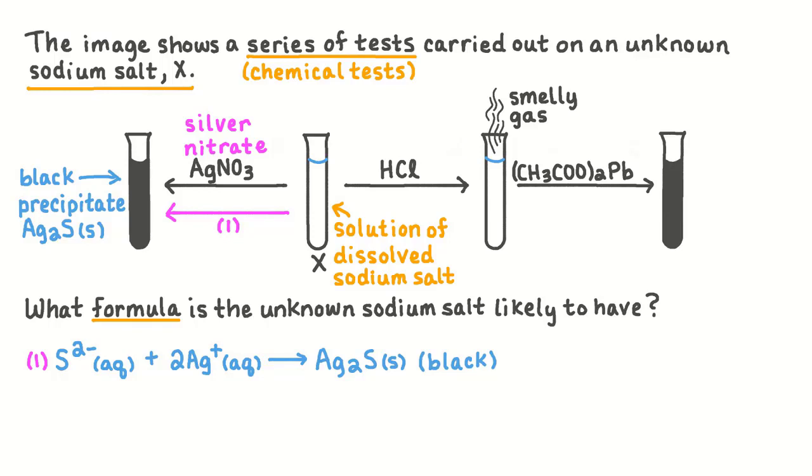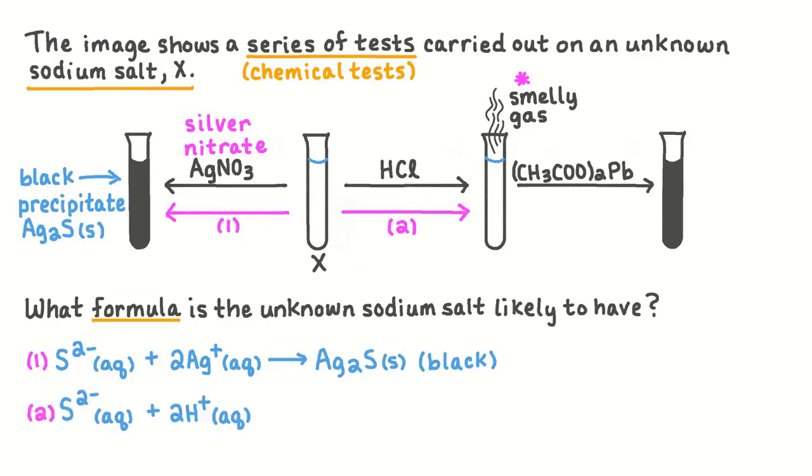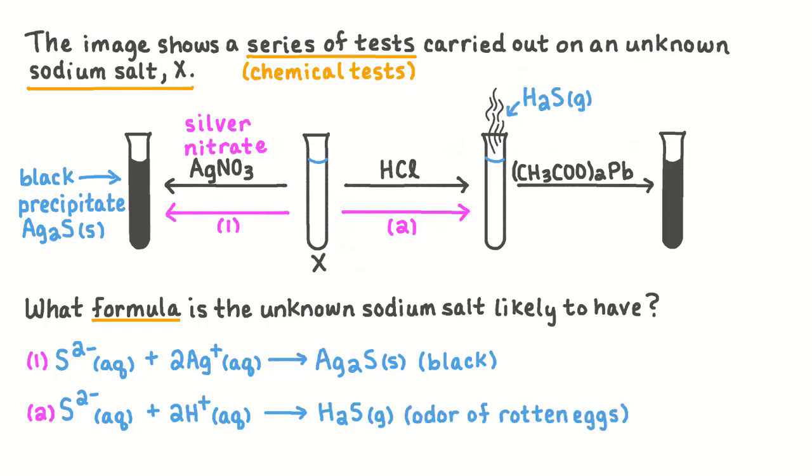Let's continue to record the chemical reactions occurring in the remaining chemical tests. When hydrochloric acid is added to a fresh sample of the solution containing X, a smelly gas is produced. When hydrochloric acid is added to the solution containing sulfide ions, a chemical reaction occurs between the sulfide ions and the hydrogen ions from the acid. The reaction results in the formation of hydrogen sulfide gas, or H2S, which has the unpleasant odor of rotten eggs.